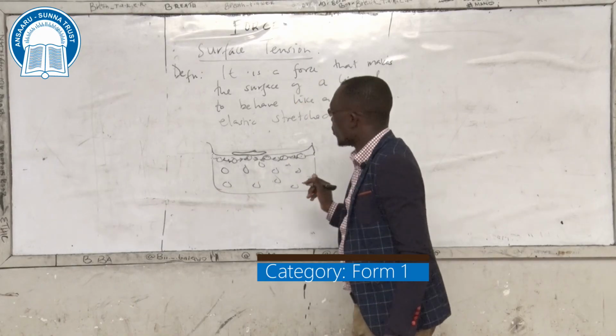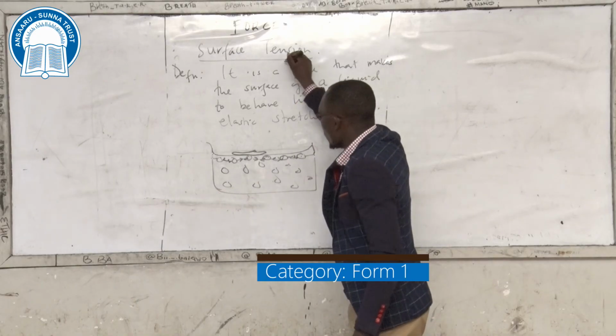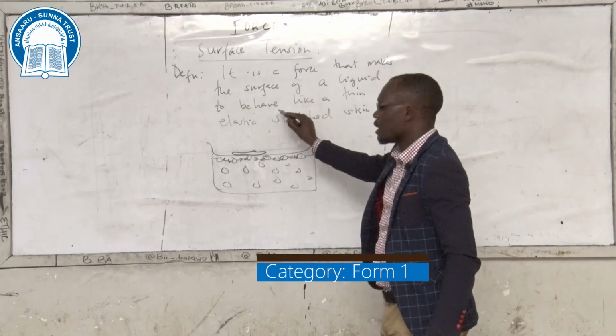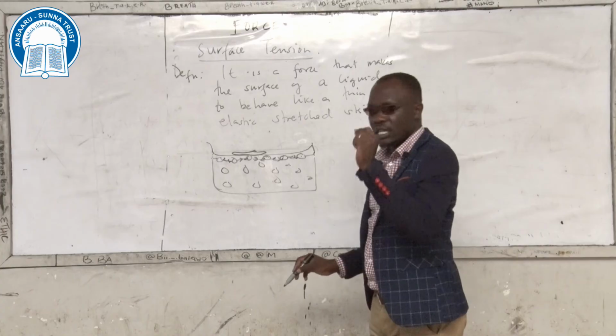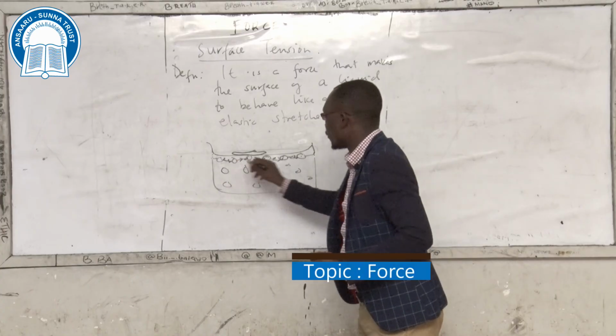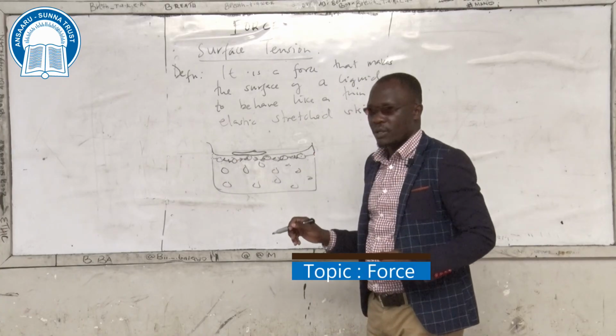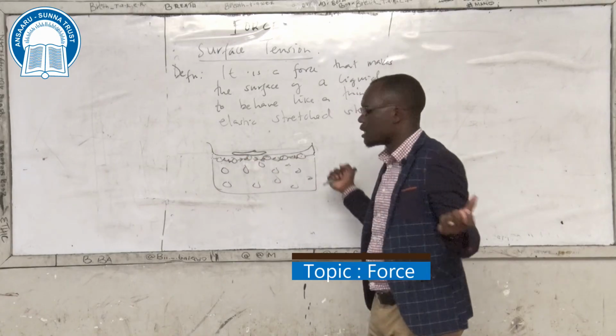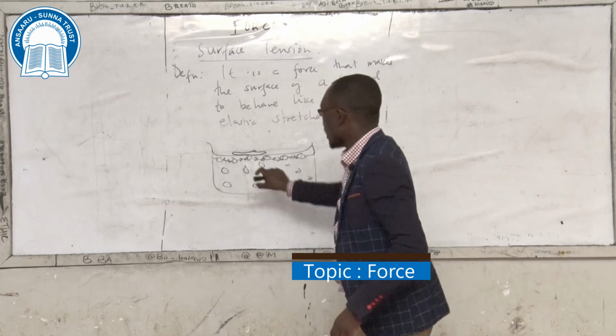So we have said what surface tension is. We have defined it as a force which makes the surface of a liquid to behave like a thin elastic skin. We have given the cause of surface tension. We said surface tension is resulting from the strong cohesive forces of attraction attracting the surface molecules.